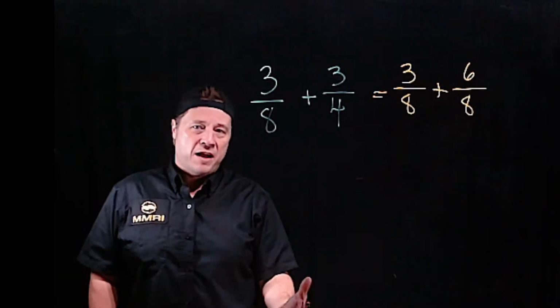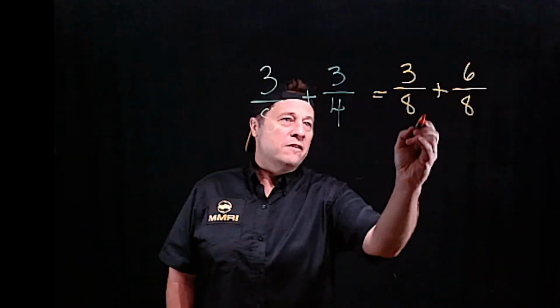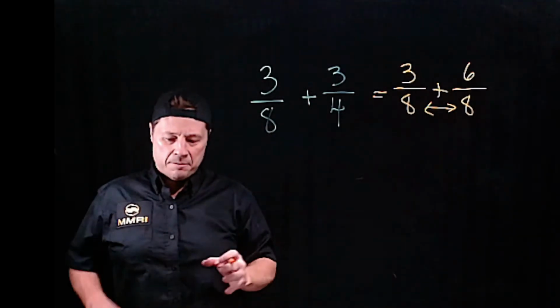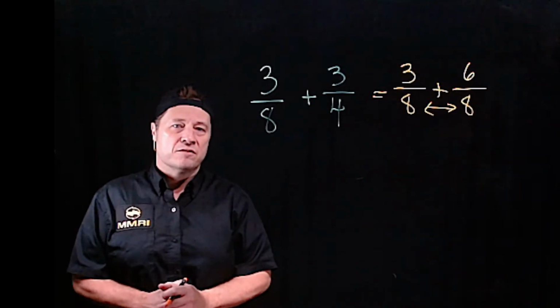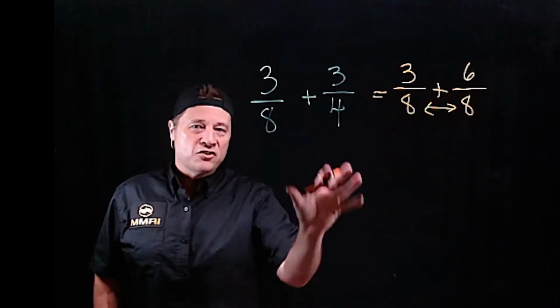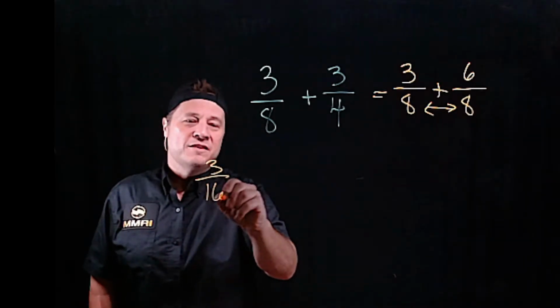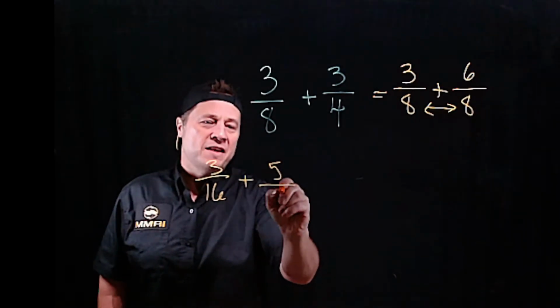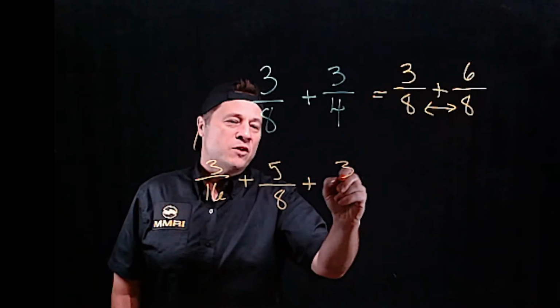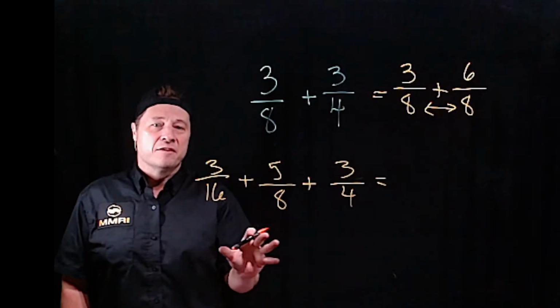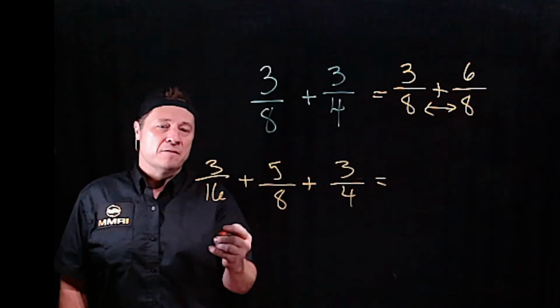Now we can add these fractions. The denominator must be the same to add or subtract fractions. So the only job you have, it doesn't matter if we have 3/16 plus 5/8 plus 3/4, I can add these all together by finding a common denominator.